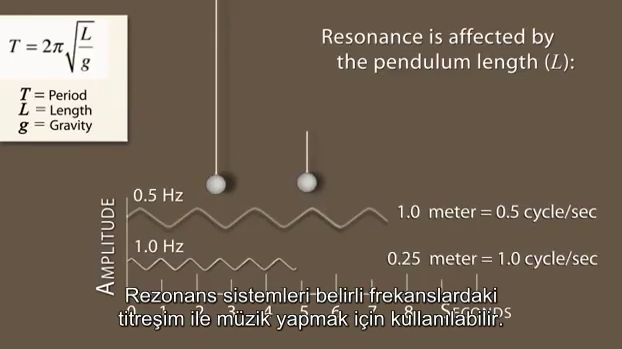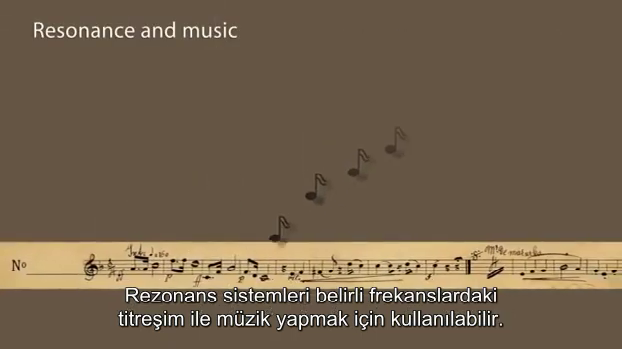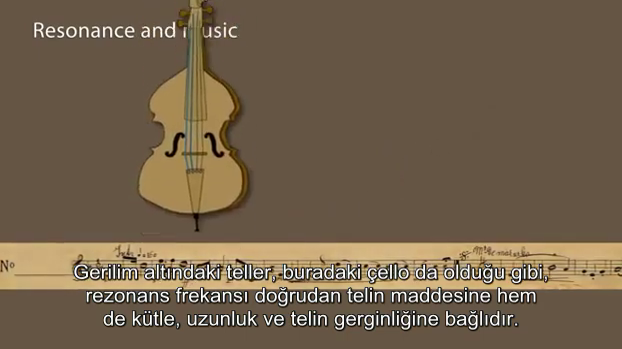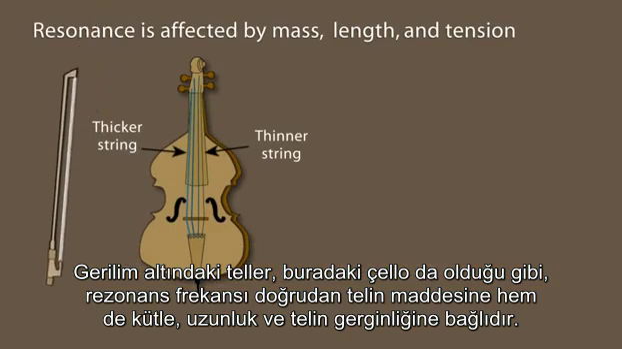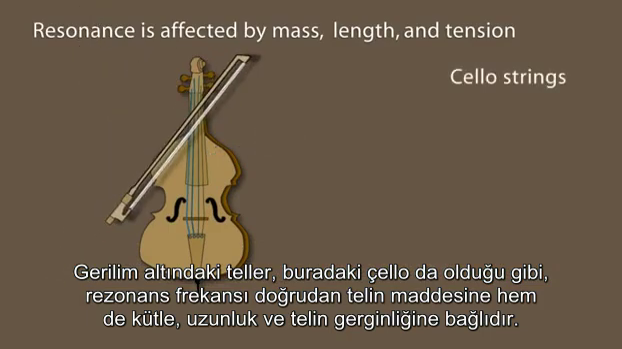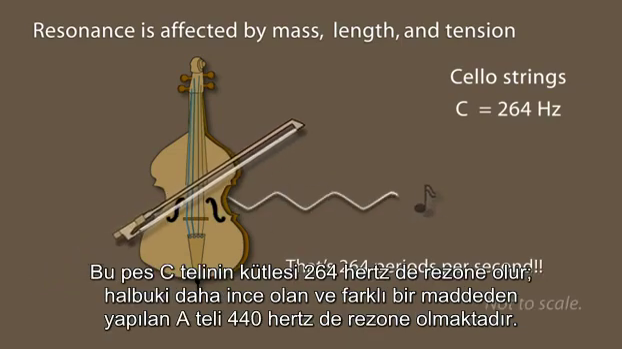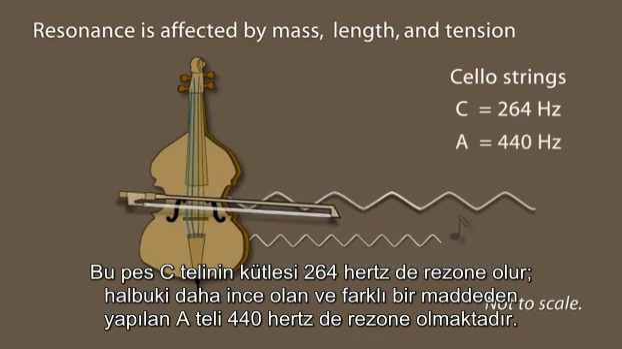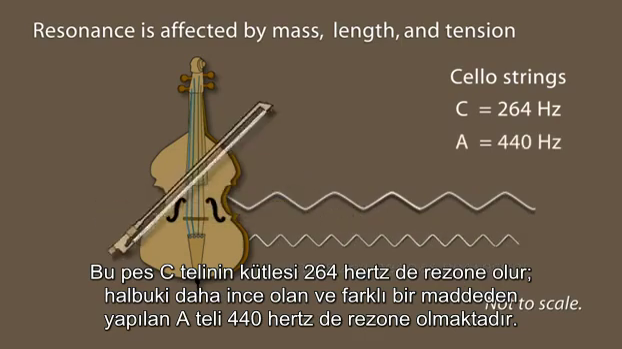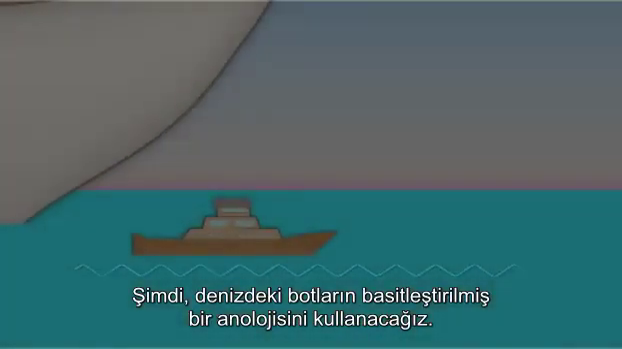Resonant systems can be used to generate vibrations of a specific frequency to create music. Strings under tension, such as with this cello, have resonant frequencies directly related to the material of the string as well as the mass, length, and tension of the string. The mass of the slow C string resonates at 264 Hz, whereas the thinner A string of a different material resonates at 440 Hz.